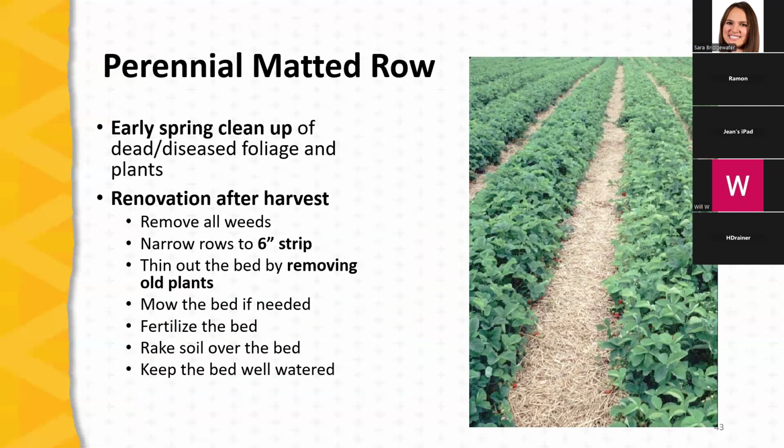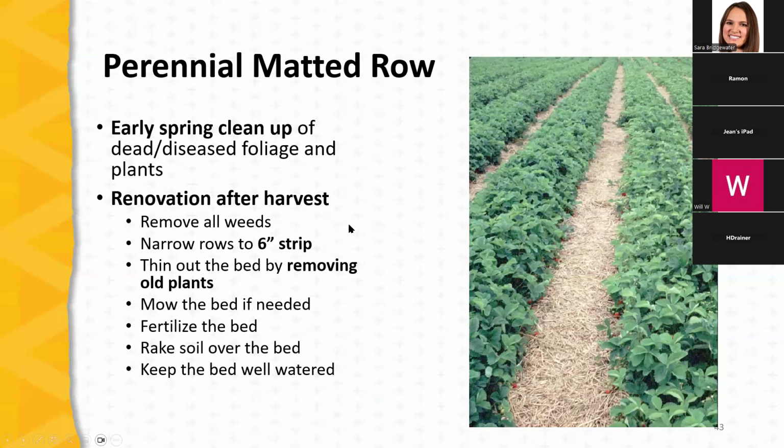Early spring cleanup. This is a managing renovation after harvest, what I mentioned before. So early spring, before they produce the flowers, you want to get rid of all dead tissue from the year before or during the winter, because that dead tissue may have diseases, and those are the source of inoculum to infect the new growth. So you want to clean up before flowering, before the shooting or the sprouting early in the spring. So the planting is going to be clean and healthy.